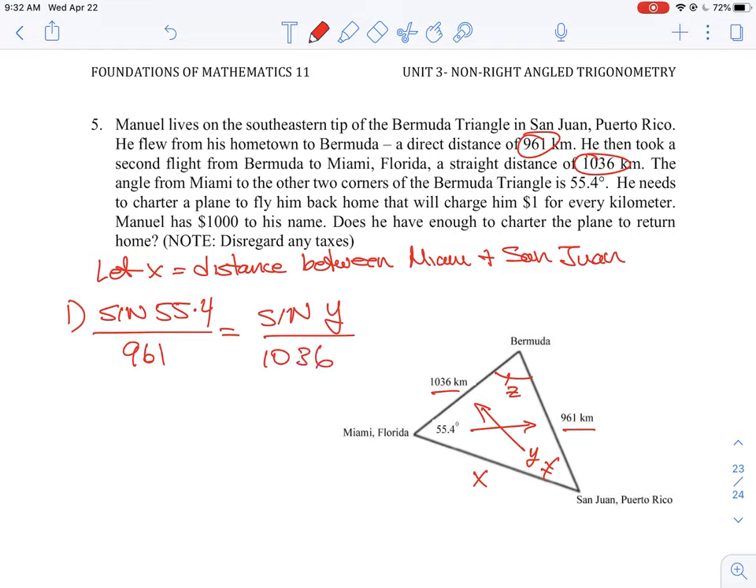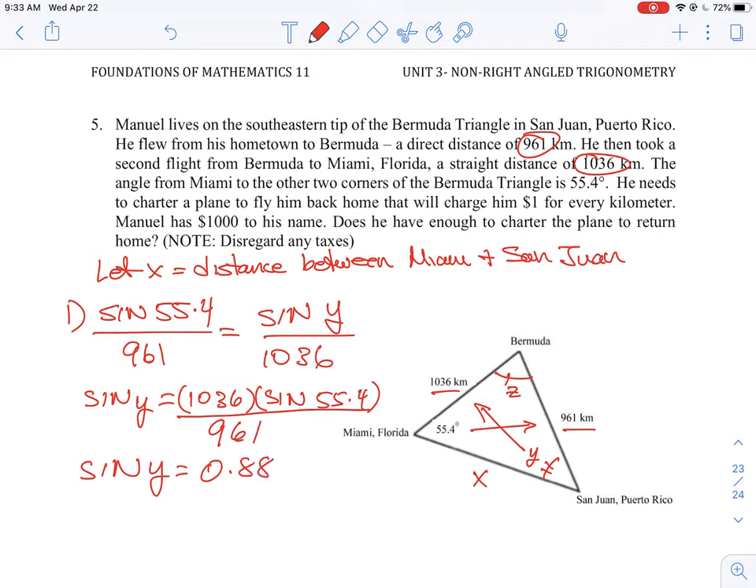So with this, we can just do some cross multiplication and work out our angle Y. So we're going to cross multiply and isolate sine Y. So sine Y is going to equal 1036 times sine 55.4. Okay, that's the cross multiply part. And then we end up dividing by 961. So this is going to give us sine Y is equal to a decimal, which is 0.8874 approximately. But remember, we were asked to find the value of angle Y. So that means we need to take the inverse of that value. So you'll need to do that step on your calculator, and you need to make sure you're in degree mode, and you'll see that's 62.5 degrees. So that means this here is 62.5.